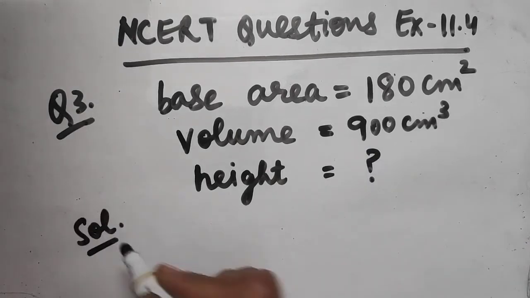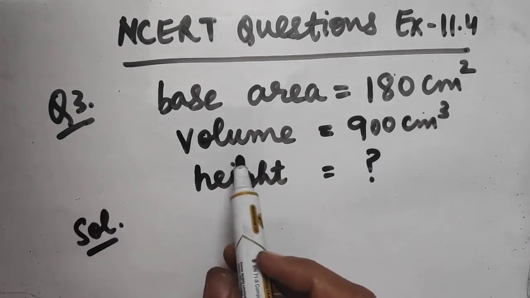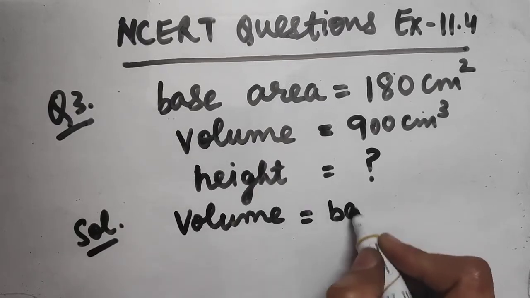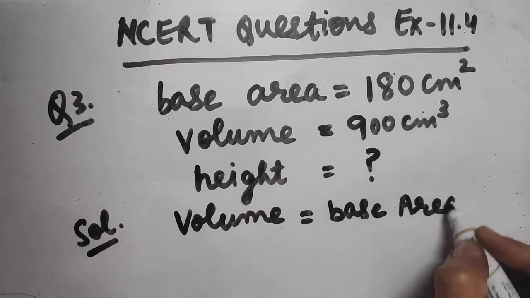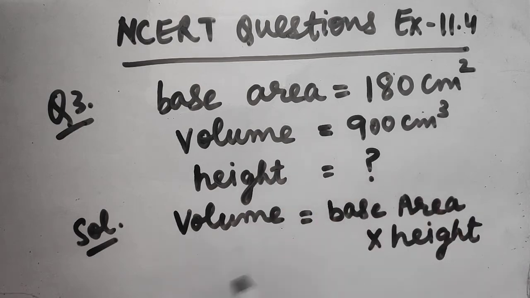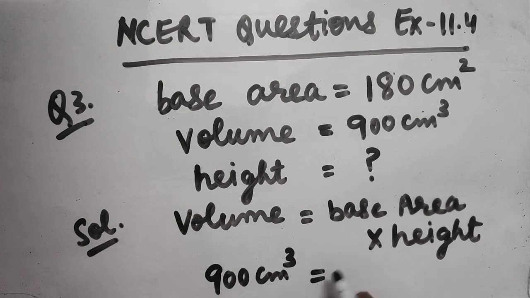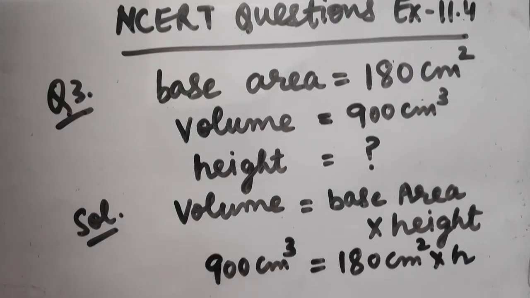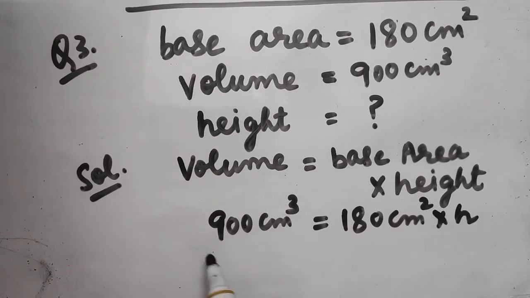And dear children, we have discussed the general formula of volume, that volume is equal to base area into height. Volume is given to us as 900 centimeters cube. Base area is 180 centimeters square. Height I am taking as H. So simply what we are supposed to do is divide these two to get the height.